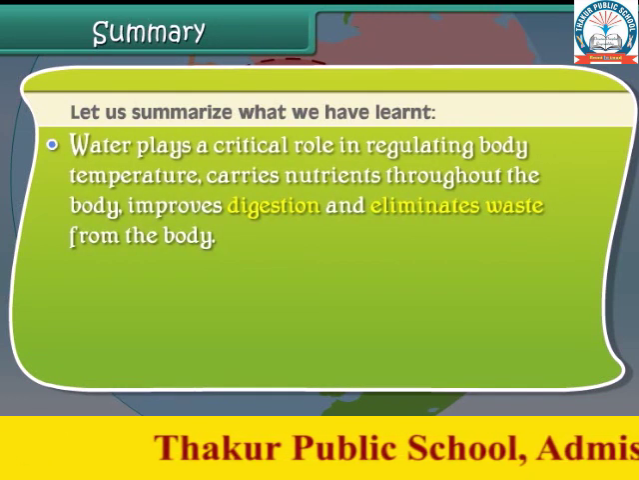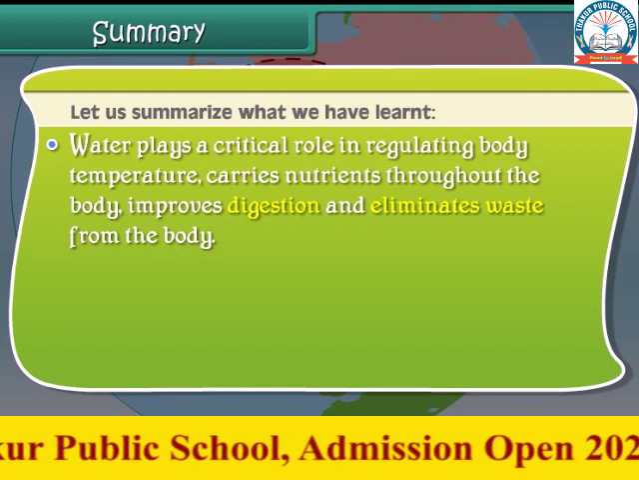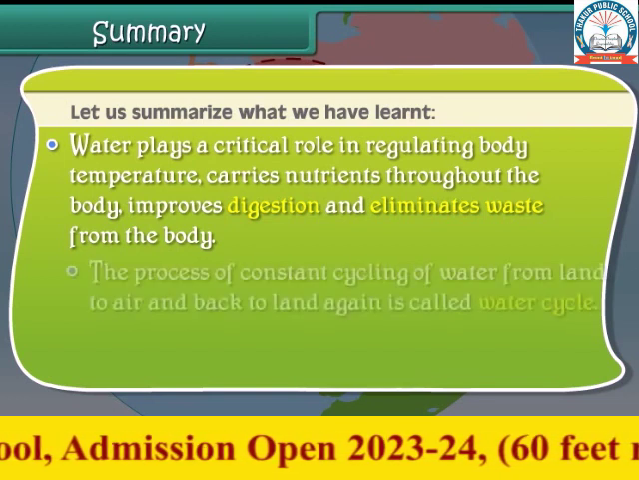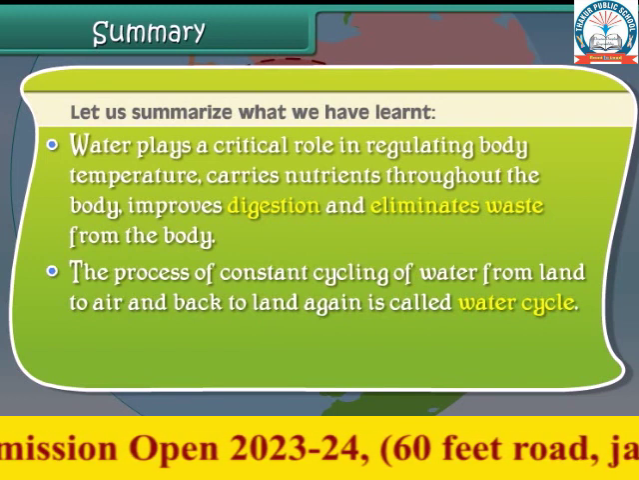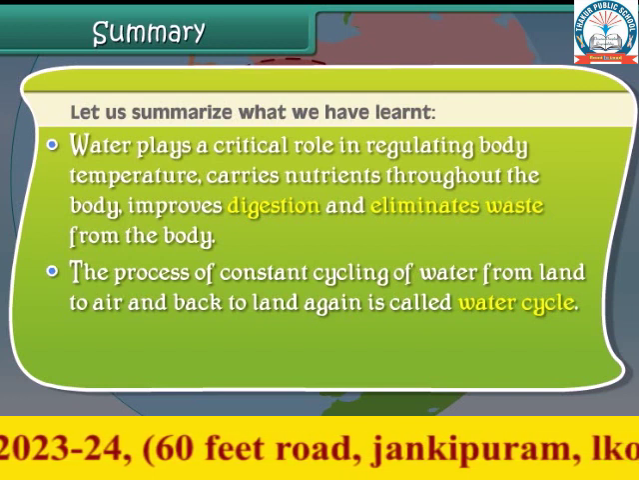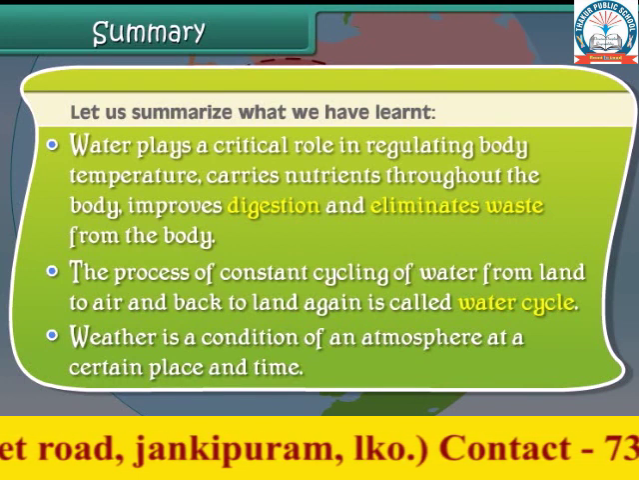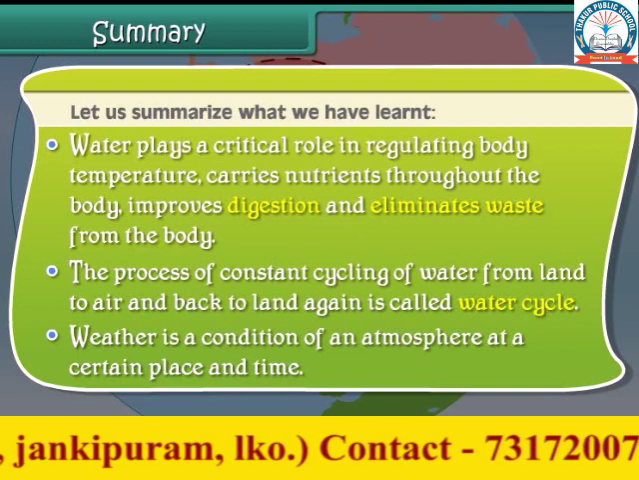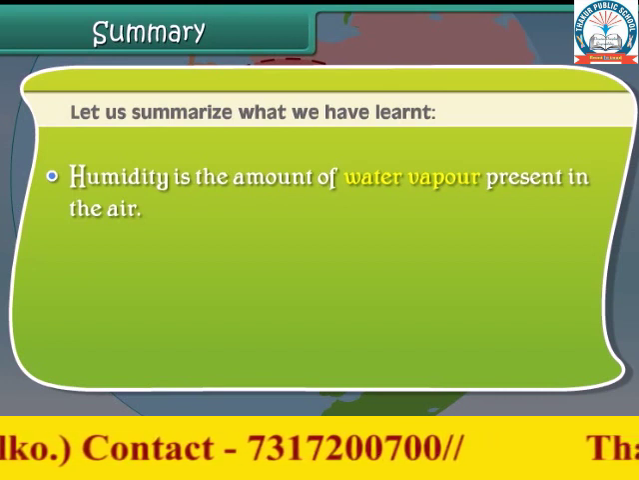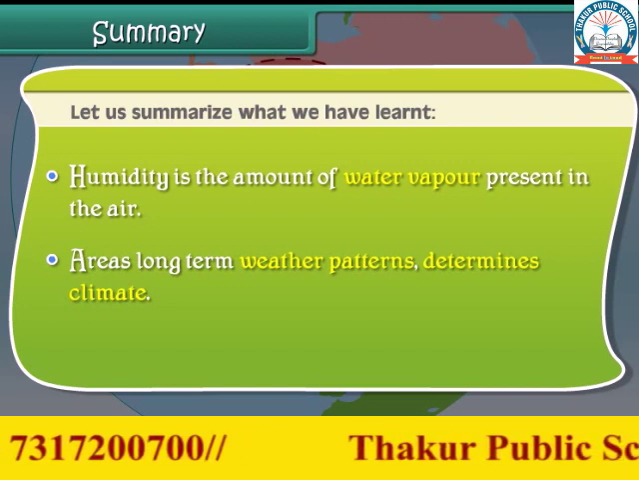Water plays a critical role in regulating body temperature, carries nutrients throughout the body, improves digestion, and eliminates waste from the body. The process of constant cycling of water from land to air and back to land again is called the water cycle. Weather is the condition of the atmosphere at a certain place and time. Humidity is the amount of water vapor present in the air. An area's long-term weather patterns determine the climate.